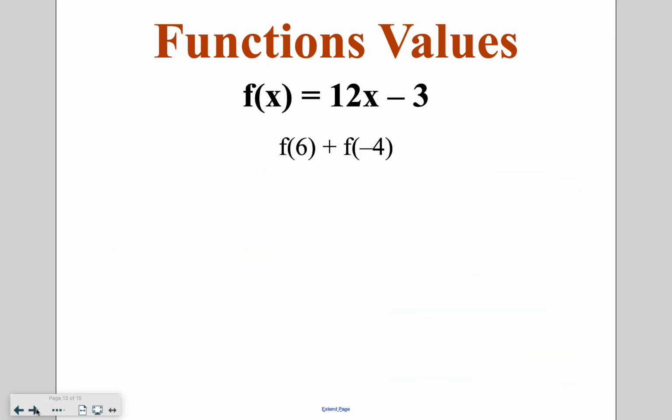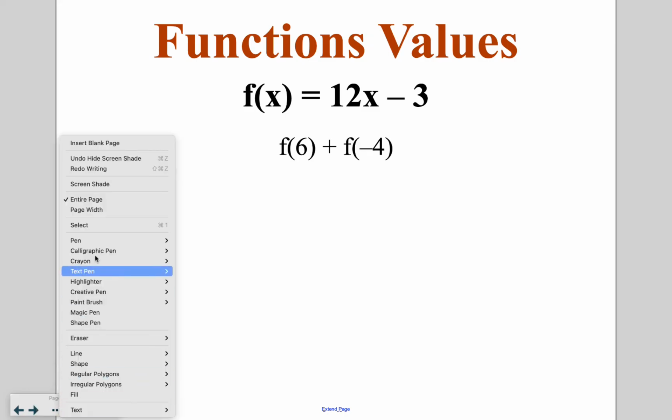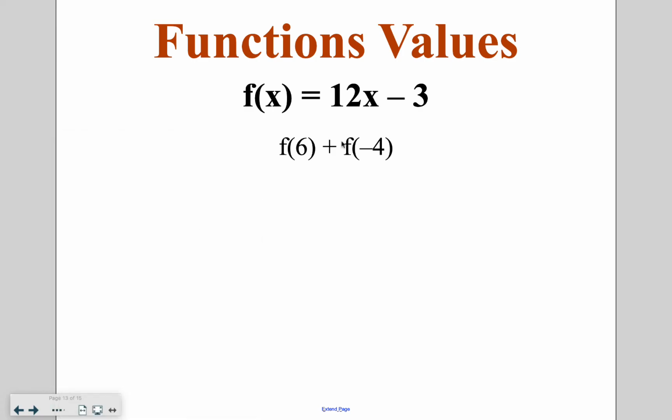Sometimes it's going to ask you to solve for two different function values, and then you'll combine those results at the end. If this is the case, you're going to want to solve each piece individually first. So I'm going to take function f and plug in 6 first, which is going to say 12 times 6 minus 3 gives us 72 minus 3. So function f plugging in 6 gives us an answer of 69.